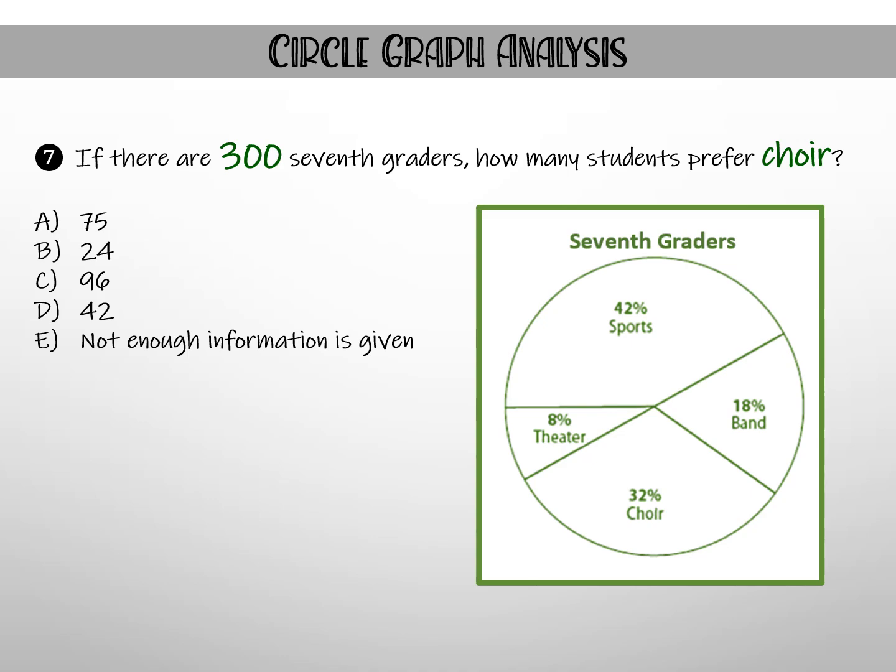Here's another one. If there are 300 7th graders, how many students prefer choir? So choir is right there. It's 32% or 0.32 times the 300, which is 96.